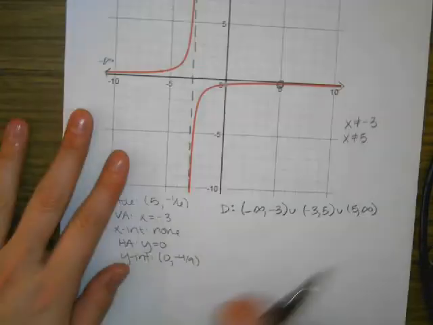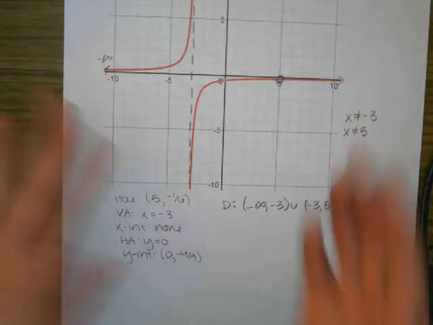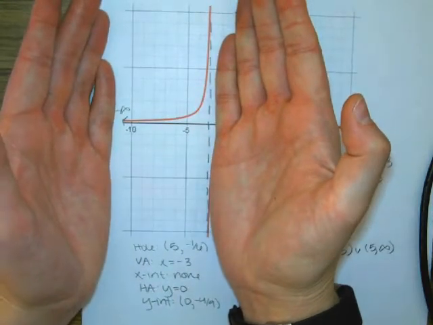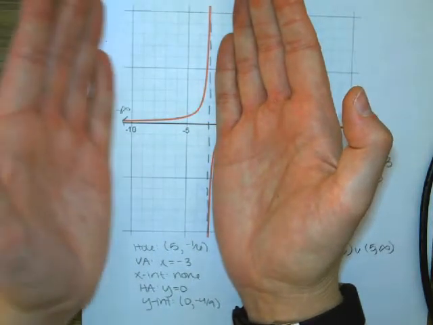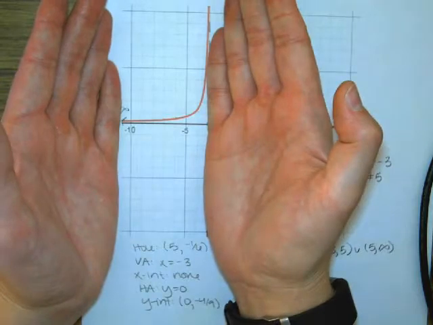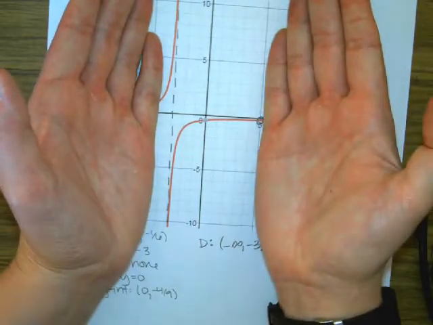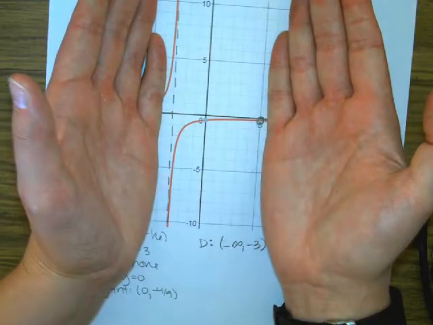So we basically broke our paper up into 3 sections. I said, here's my first section. It was the left arrow to the dotted line. So I say this is from negative infinity to negative 3. That's my first section of x values that I can have. And then my next section is from the asymptote to the hole. And those are x values that work.